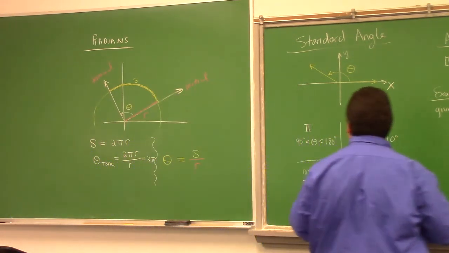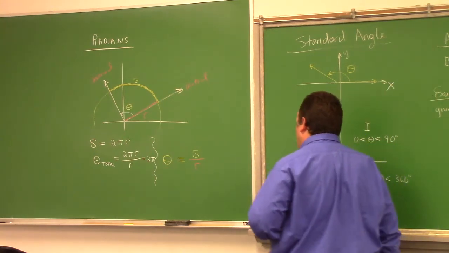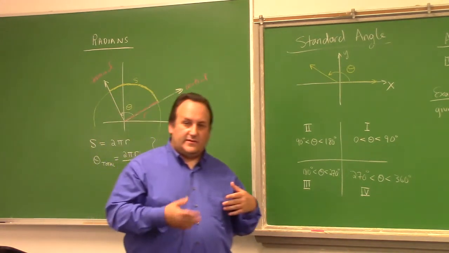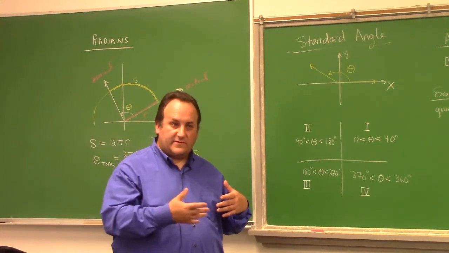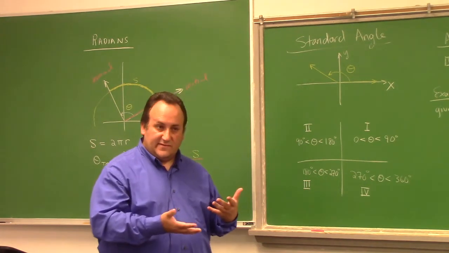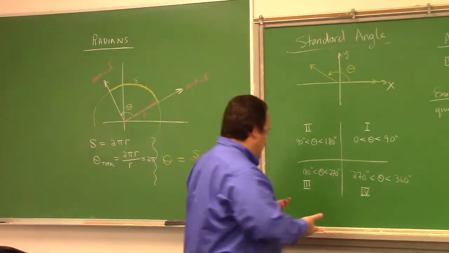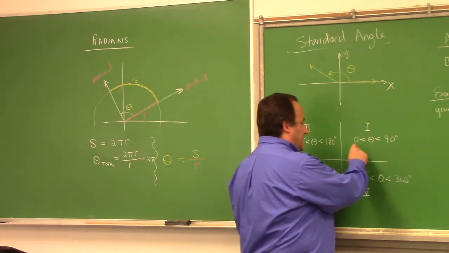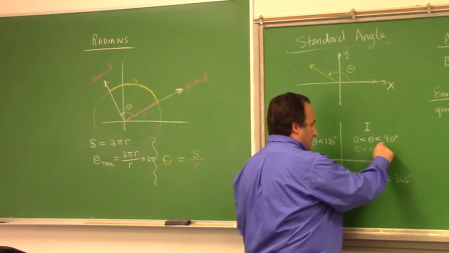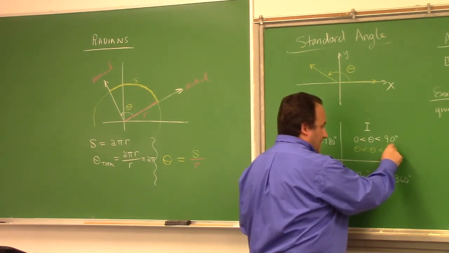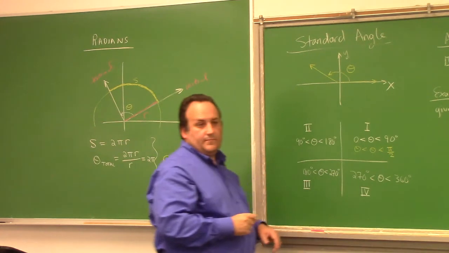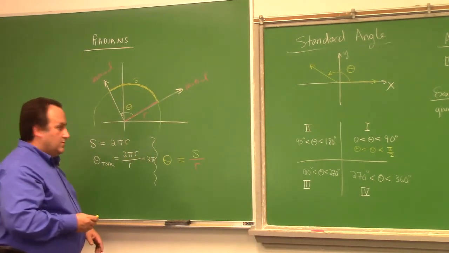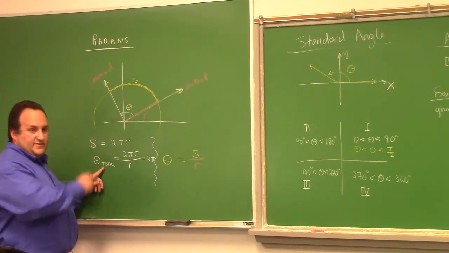Okay? So I can go back to my quadrants 1, 2, 3, 4 picture, and I can describe the standard angles in terms of radians instead of degrees. Like 0 to 90 is alternatively described as 0 less than theta less than what? Pi over 2. Total, like all the way around.